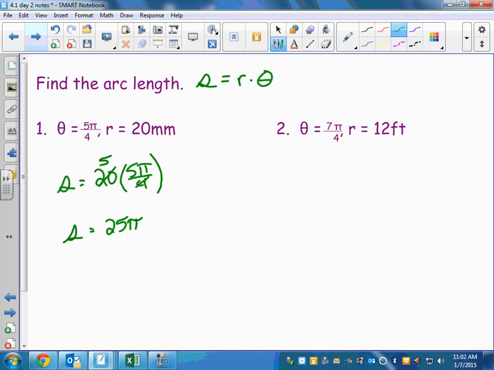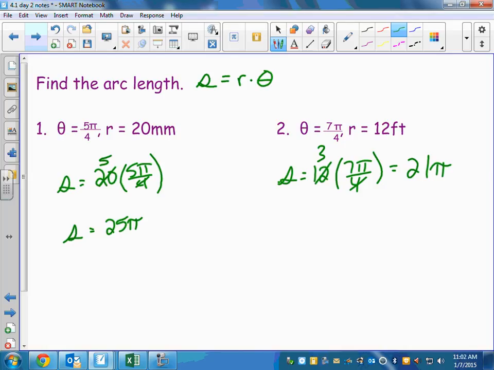So do number 2 if you haven't already. Anybody else need a calculator? Let's go, Megan. Yeah, we got it already? No. 12 feet is the radius. That's a big circle. Not really, but kind of. Better than 20 millimeters. Times 7 pi over 4. 21 pi.